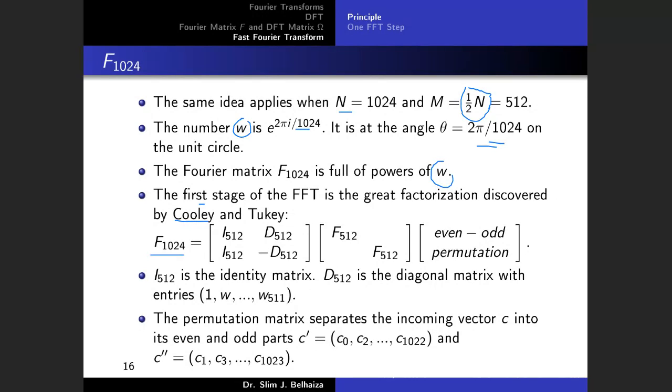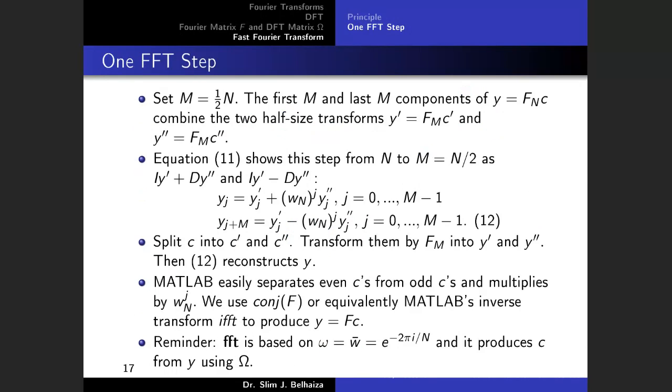So you can write the Fourier matrix F1024 using the identity matrix of size 512, the D matrix of size 512, and the Fourier matrix of 512. What is it? The identity 512 is the identity matrix of the corresponding size. D512 is the diagonal matrix with entries from 1, w, until w to the 511, as we presented before. We gave the formulation of the w corresponding. And the permutation matrix at the end, in fact, separates the incoming vector c into the even part first and the odd part, and puts them in the permutation matrix. Okay? So the last two steps here, I prefer to leave for next time to see how it works. So this is one step of the Fourier transform, and we need to apply it repeatedly.